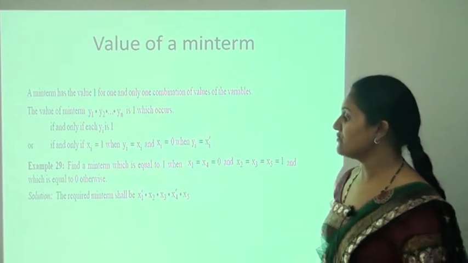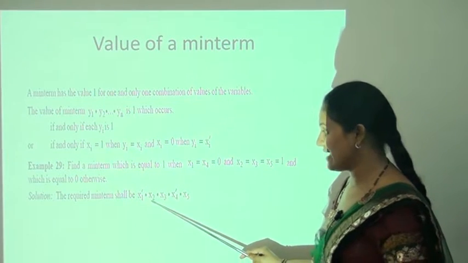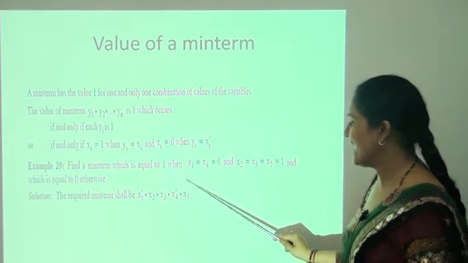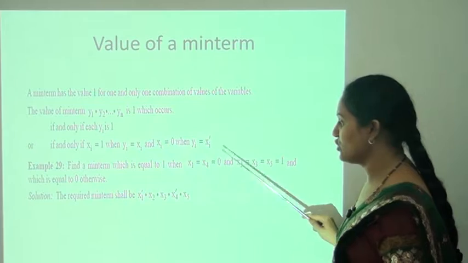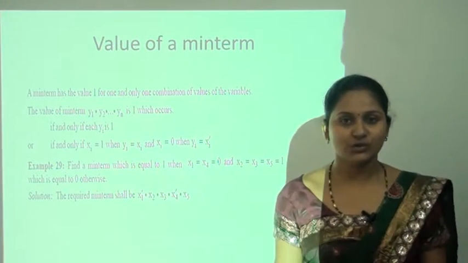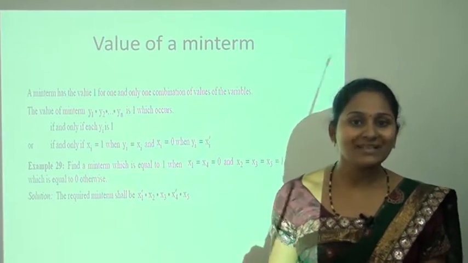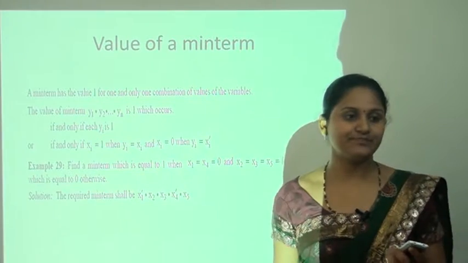So our solution will be x1 complement dot x2 dot x3 dot x4 complement dot x5. These two are taken as complements because the values are 0, so the complement is 1, and these values are given as 1. So this is the value for the min term, we can take the value 1.